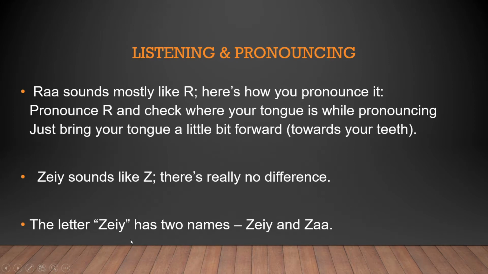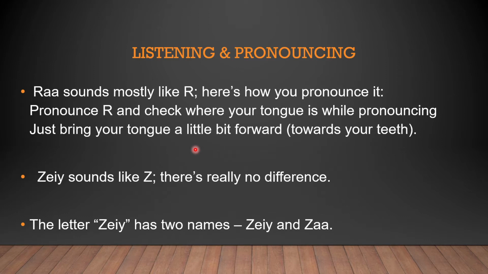Now let us move on to the pronouncing part of Ra and Zay. Ra sounds mostly like R. So first you need to pronounce R. R. And then check where your tongue is while pronouncing it. Check the part of your mouth where your tongue touches. Then bring your tongue a little bit more forward. Ra. Bring your tongue a little bit more forward and make your mouth go round, like how you do when you pronounce O, right? You make your mouth like a round circle.